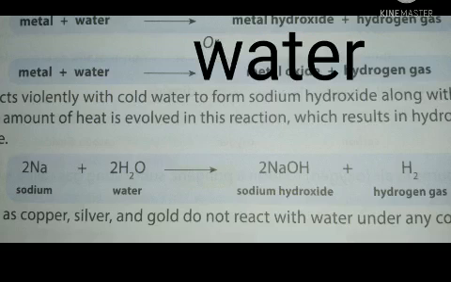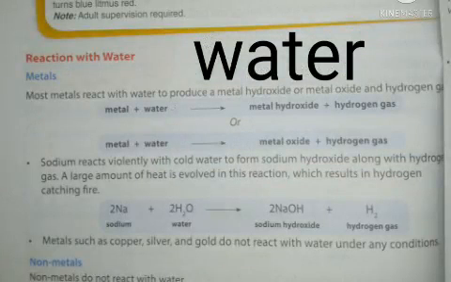So the equation will be 2Na plus 2H2O, that is sodium plus water, arrow 2NaOH, that is sodium hydroxide, plus hydrogen gas, that's H2. So this equation is balanced. Metals such as copper, silver, gold actually do not react with water under any conditions. So please remember this. Next, we are going to see how non-metals react with water. In fact, non-metals do not react with water at all.